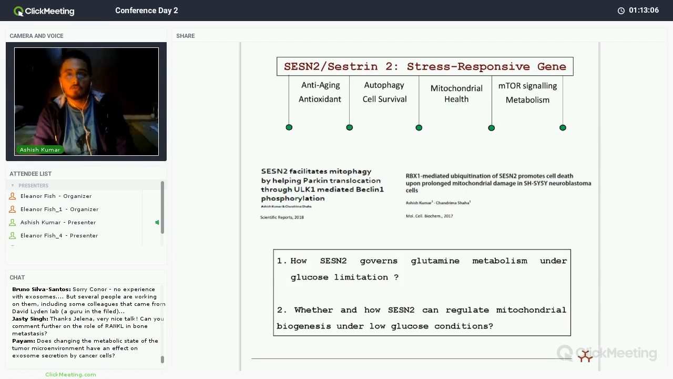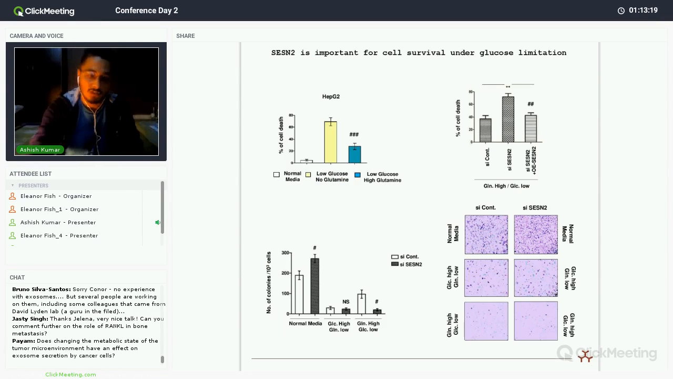In this study, we are asking two questions. The first one is how Sestrin2 can govern glutamine metabolism under glucose-limited condition, and the second is whether and how Sestrin2 can regulate mitochondrial biogenesis under these low glucose conditions.